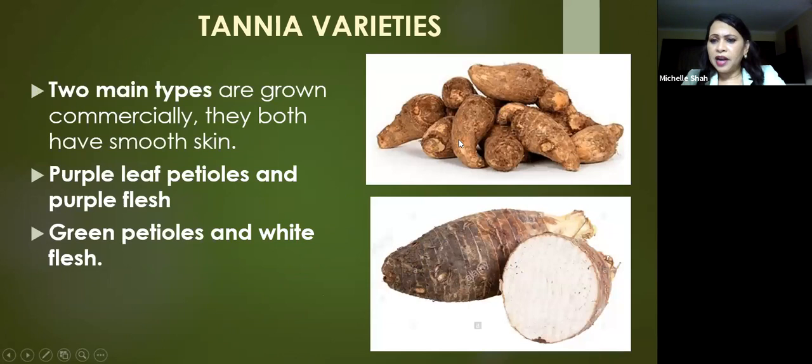The varieties of tanya, there are two main types. They both have smooth skin. One has purple leaf petioles and purple flesh, and the other has green petioles and white flesh. So this is the white flesh tanya that is very popular in Trinidad.